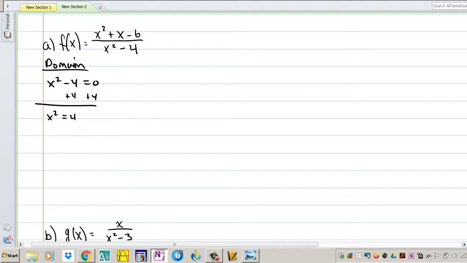And then I'm going to go ahead and, I'm sorry, solve it. So x is equal to the square root of 4, which is plus or minus 2. So my domain is all real numbers except x equals 2 and x equals minus 2. And this is my domain.